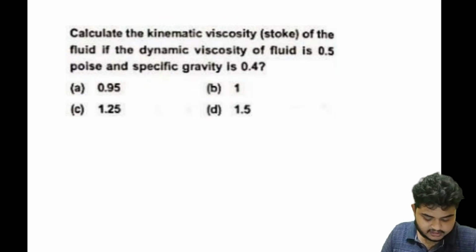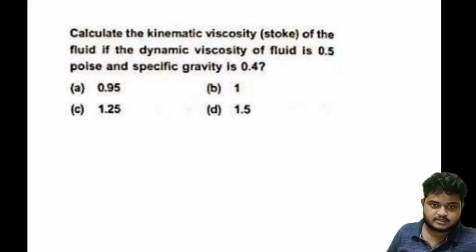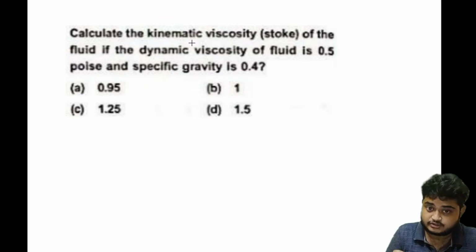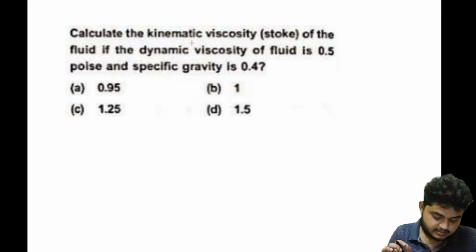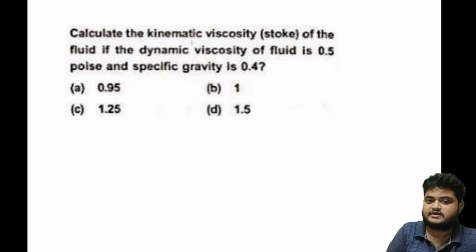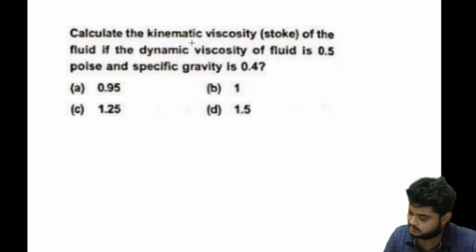Okay, I hope it will be clear. And now let us go to the next question. The next question is saying: calculate the kinematic viscosity in Stoke of the fluid if the dynamic viscosity of the fluid is 0.5 poise and the specific gravity is given as 0.4.